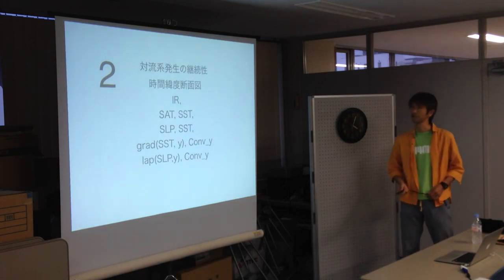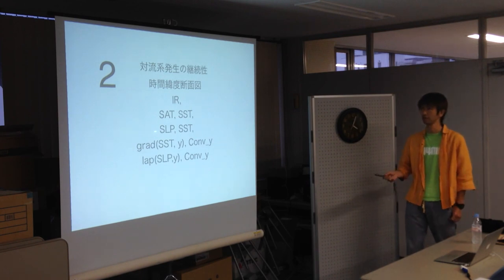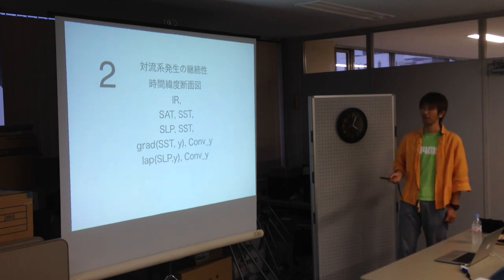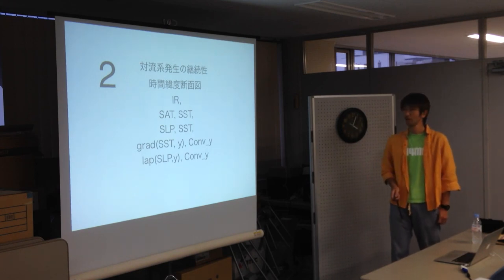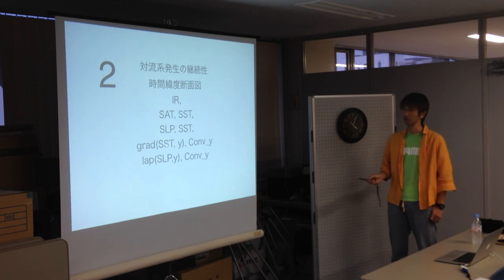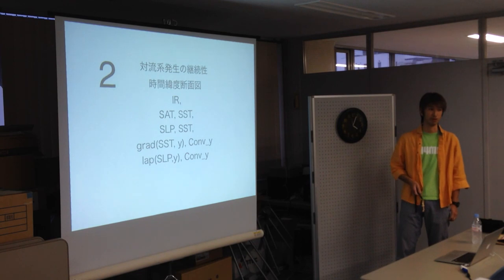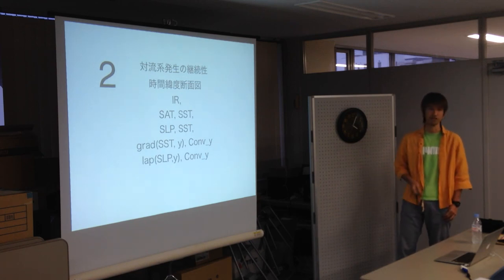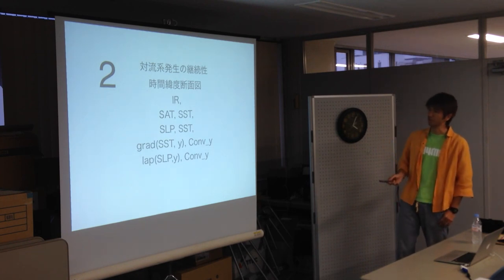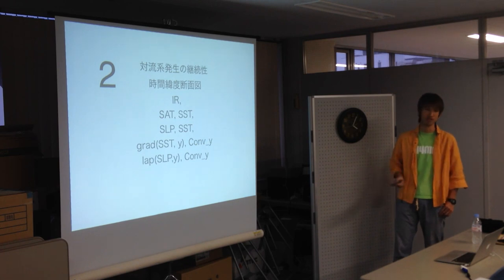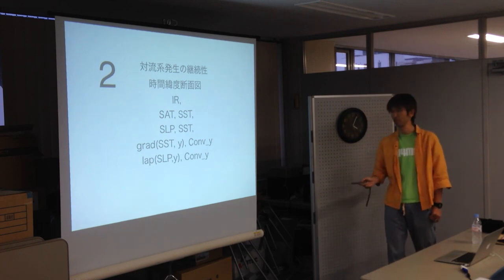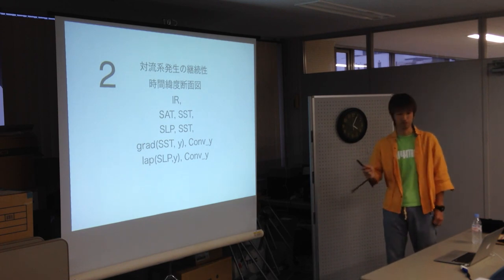So I'm going to show next the time latitude cross section of IR, SLP and SST. And I will next focus on the SLP and correspondence with SST, taking the gradient, measuring the gradient of SST to detect the SST front. And of course, how it corresponds with the measured convergence. And to explain how the measured convergence was made, I was thinking of the Laplacian of SLP. This is a well-explained measure of convergence in the Laplacian cross section.